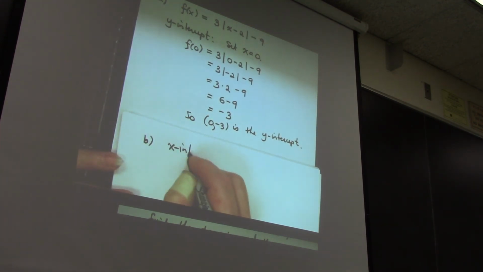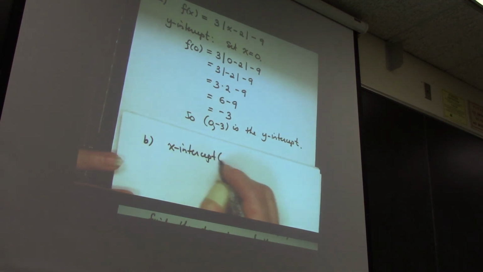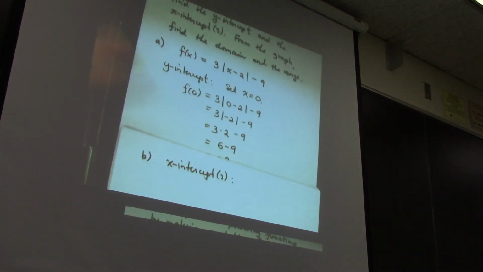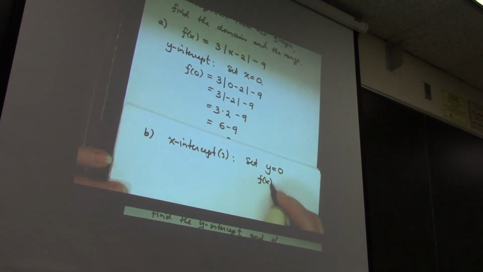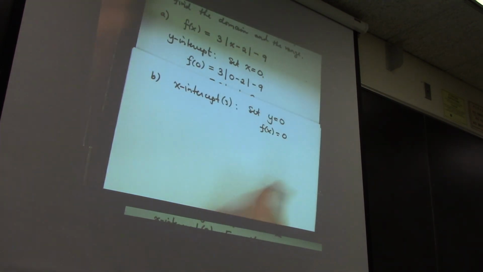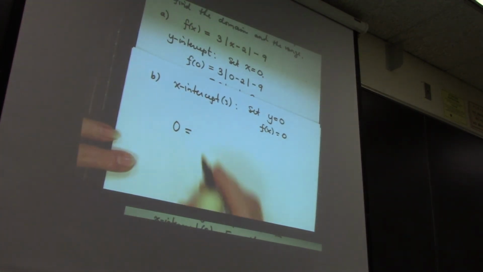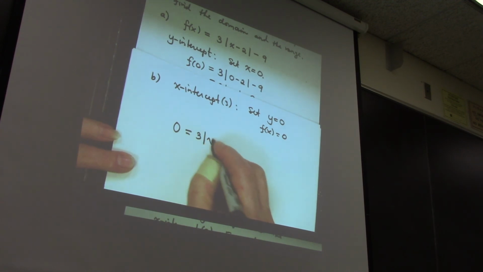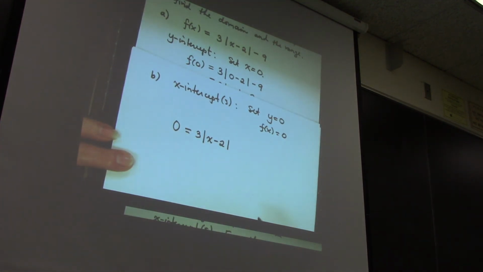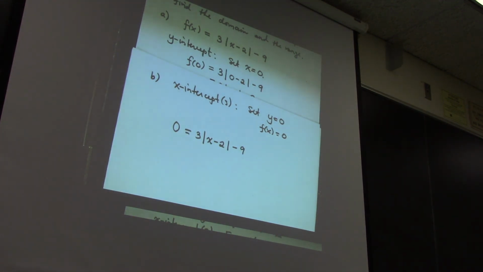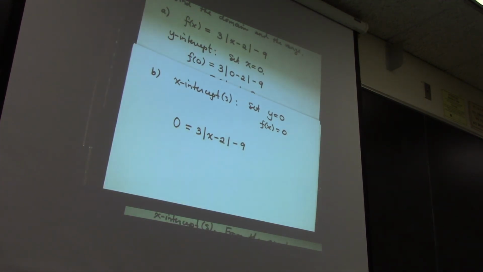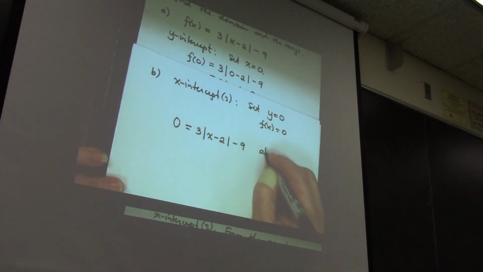Okay, now, how do you find x-intercepts in general? Set y to 0, or, f of x to 0. So here I have 0 equals 3 times the absolute value of x minus 2 minus 9. Now, this is what's called an absolute value equation. Okay, absolute value equation.